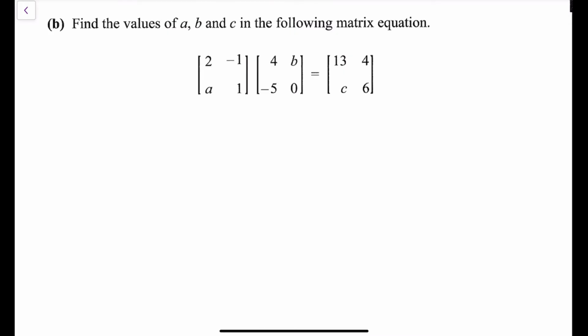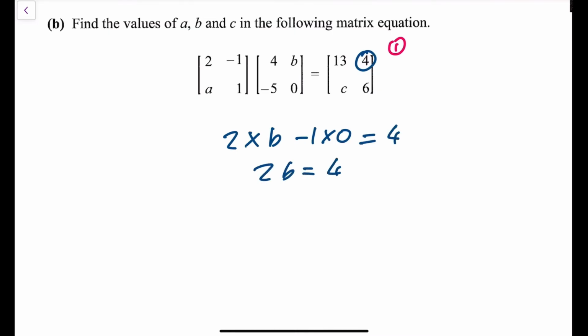Which one did I start with? I think I did this one first. I'll just put a wee 1 here to show which one I'm doing first. That's what I did first. And what I did then, it's the first row, second column. So you do your first row times your second column. And that gave me 4. So that just gives you 2b is equal to 4, which means b is equal to 2. So I've got that straight off.